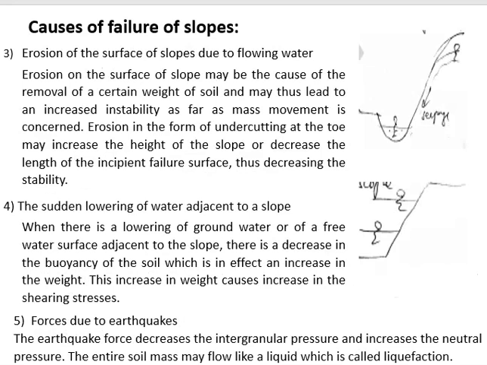The third one is erosion of the surface of slopes due to flowing water. Erosion of the surface of a slope may cause the removal of a certain amount of soil and may thus lead to increased instability as far as mass movement is concerned. Erosion in the form of undercutting at the toe may increase the height of the slope or decrease the length of the incipient failure surface, thus decreasing the stability.